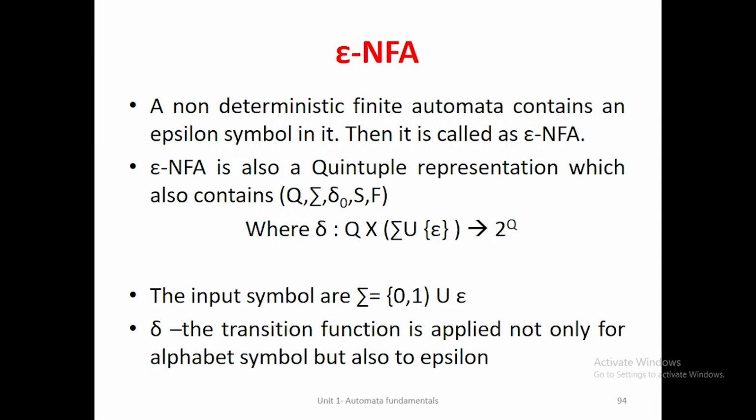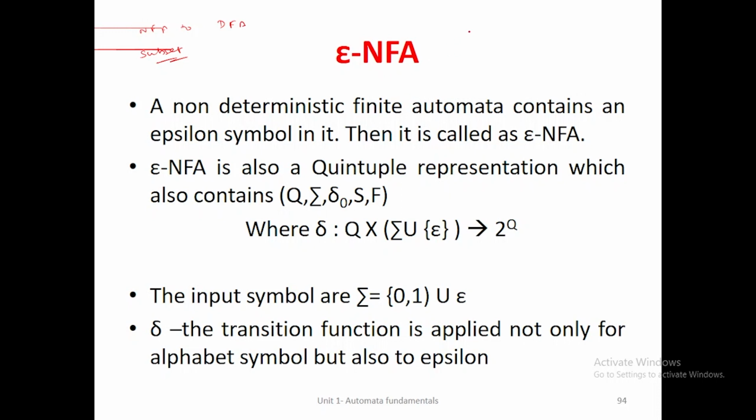Welcome to TOC class. Here in this class, I discuss the basic concepts of epsilon NFA. We already discussed the first problem, that is conversion of NFA to DFA. The method is called the subset construction method. Here the second type of NFA is called epsilon NFA. So what is an epsilon NFA? It is also a non-deterministic finite automaton, but it contains an epsilon symbol in it.